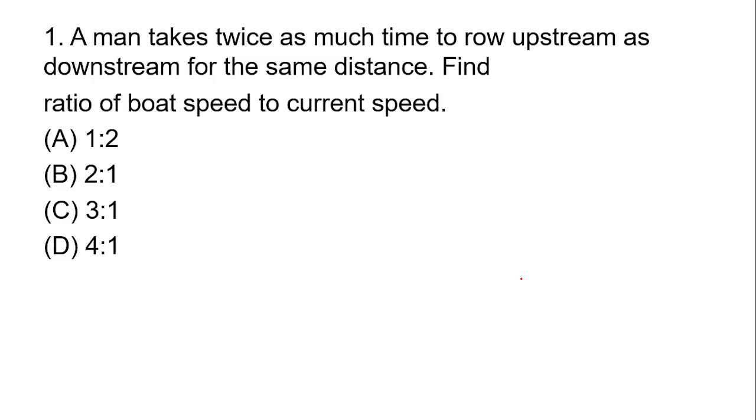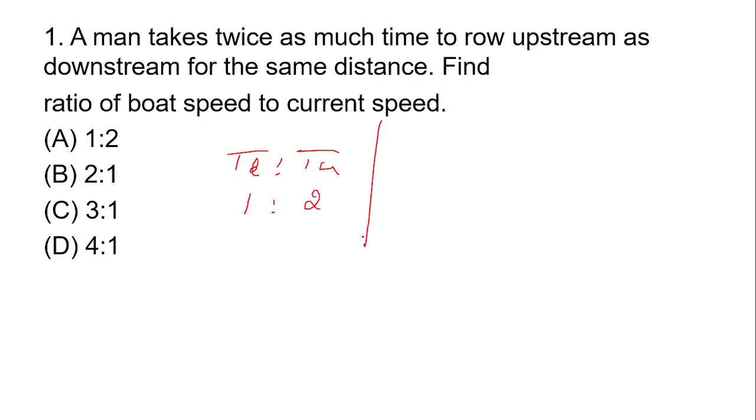A man takes twice as much time to row upstream as downstream for the same distance. Find the ratio of boat speed to current speed. Okay. So time taken to row downstream and upstream. Downstream, if you take 1 hour, upstream is twice. So this will be 2 hours.